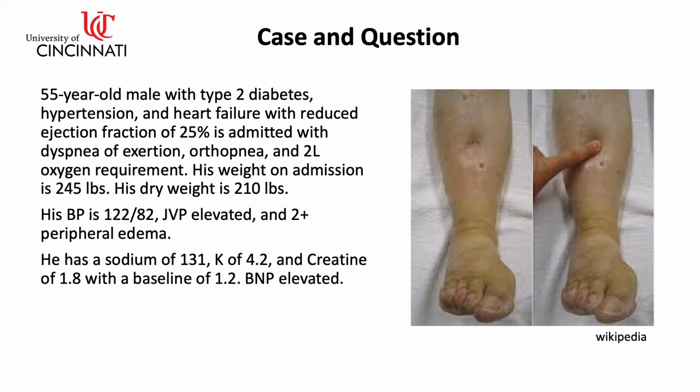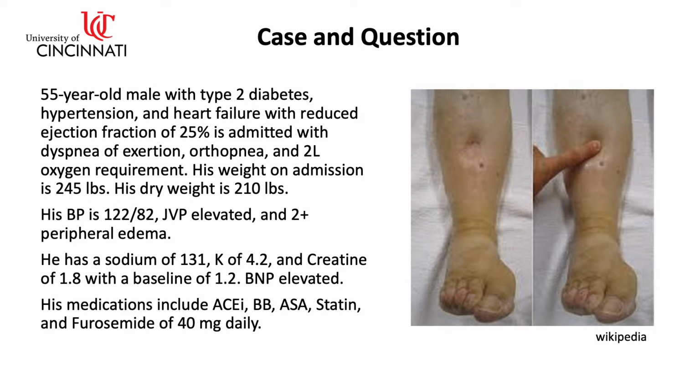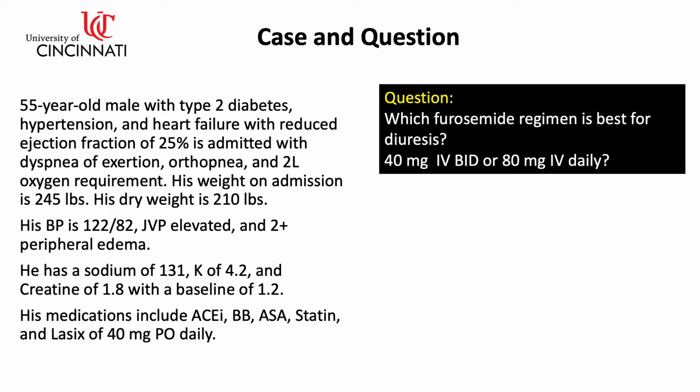There are his labs, all consistent with a heart failure exacerbation, and his medications: ACE inhibitor, beta blocker, aspirin, statin, and furosemide 40 milligrams daily. Okay, and here's your question. Which furosemide regimen would be best for diuresis? 40 milligrams IV BID or 80 milligrams IV daily? Or maybe you'd like to argue for a completely different dosing regimen.